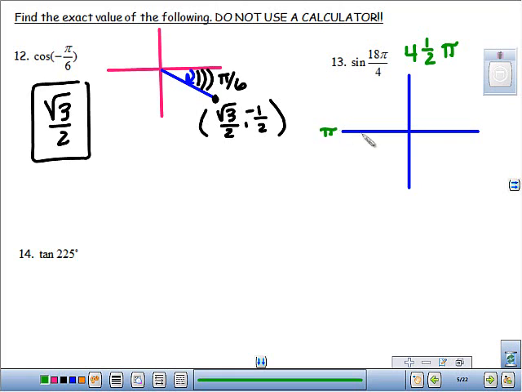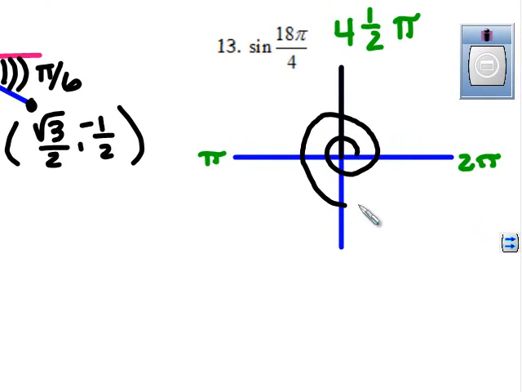Okay, so remember this is 1 pi, this is 2 pi. So if I go full length, there's 1, 2, 3, 4.5. It's going to put me right here at a quadrantal angle. And you draw your arrow to show you went around 2 full times and then back to it.